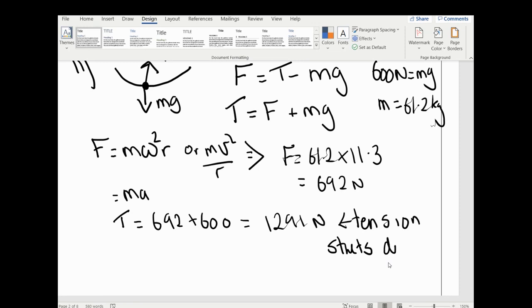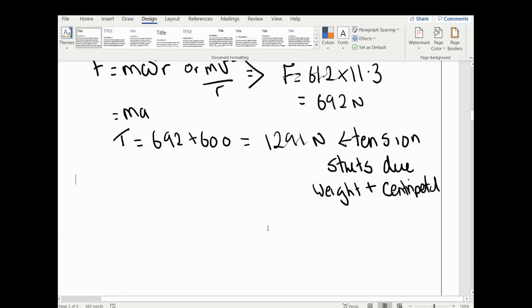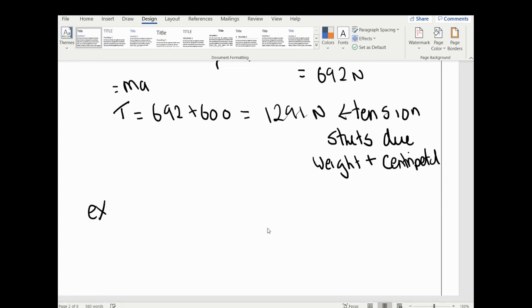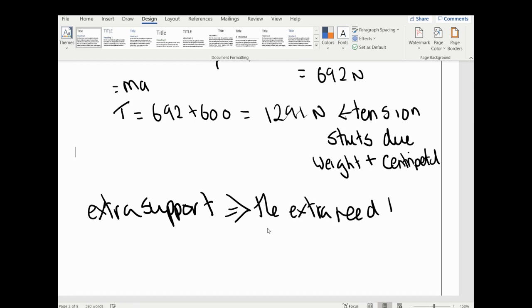And this is due not only to the weight, but plus the centripetal, the motion in a circle, the thing that's causing it to spin round. Oh, really hard to write this, people. The question asked for the extra support. And the extra support is basically the extra needed to move in a circle.